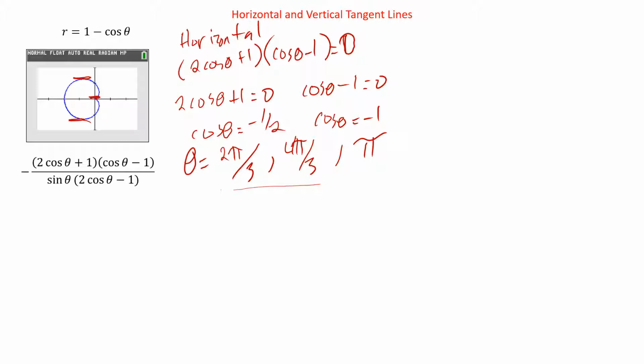If we want a vertical, we need to make the denominator equal 0. So sine of theta equals 0, or 2 cosine theta minus 1 equals 0. So if sine of theta equals 0, that's going to be 0 and 2 pi.